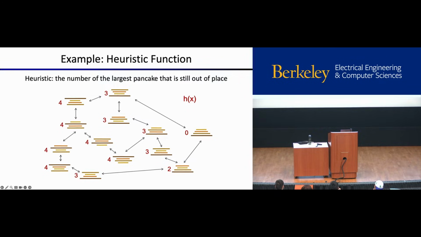Because what is it doing? Notice how the states that are farther away from the goal state have larger numbers, and as we get closer to the goal state, they have smaller numbers. So this has the right feel of a function that's telling us if we're going in the right direction.